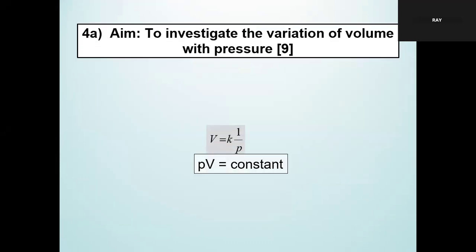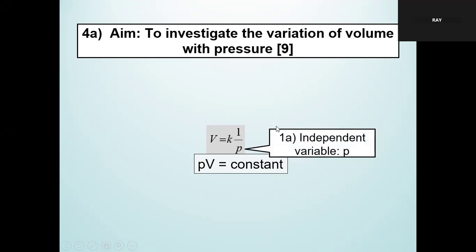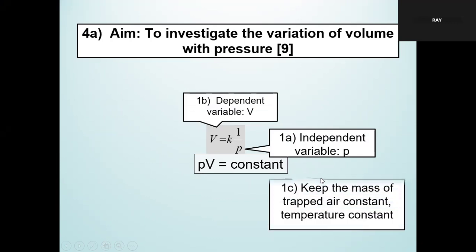To investigate variation of volume with pressure, they expect you to know the formula. Then you can rewrite the formula. Expected to rewrite the formula, and then identify the independent variable, 1 mark. Dependent variable, sometimes these two may be combined to give 1 mark. You should be able to get this 9 marks.